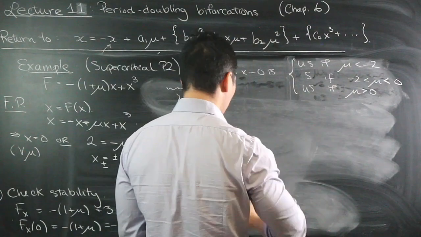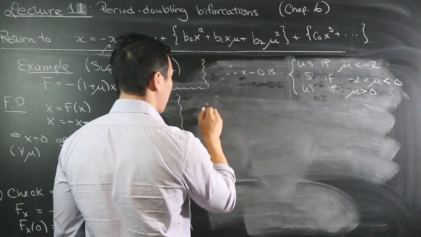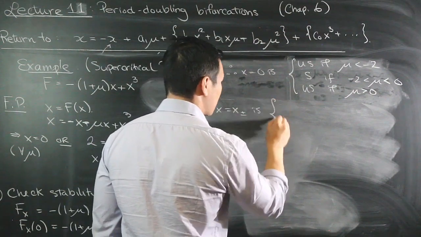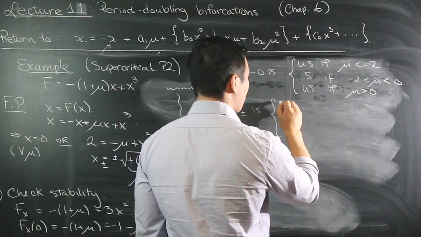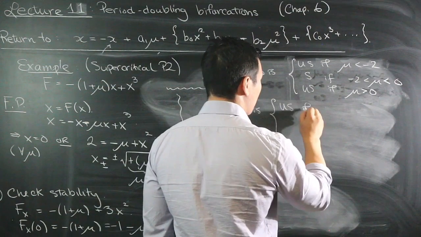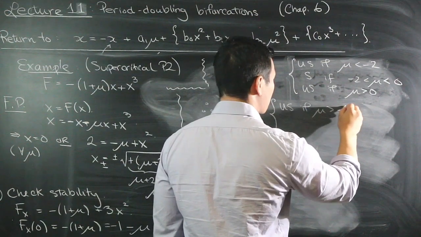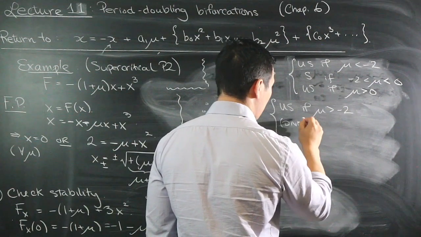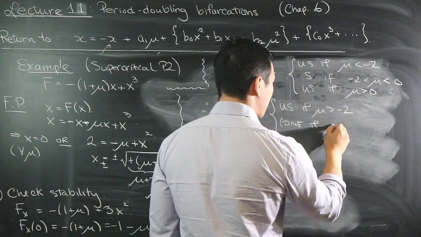Okay, so in conclusion, we've concluded that x equal to x plus or minus is unstable if mu is greater than -2 and it does not exist if mu is less than -2.